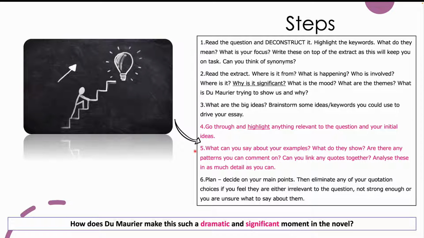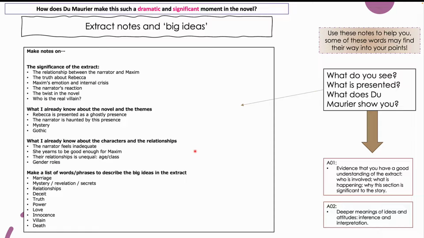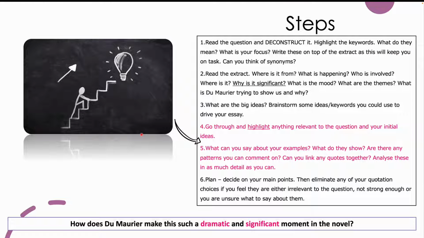So then we're on to step 4. We go through and we highlight anything relevant to the question and to our initial ideas. And I'm talking about this. So we've got all these initial ideas. These are all the things that popped into our head when we started to look at the extract, when we read it through for the first time. And now we're going to go back through and we're going to think about, okay, now I've read it, now I've understood it, and I've got some ideas.